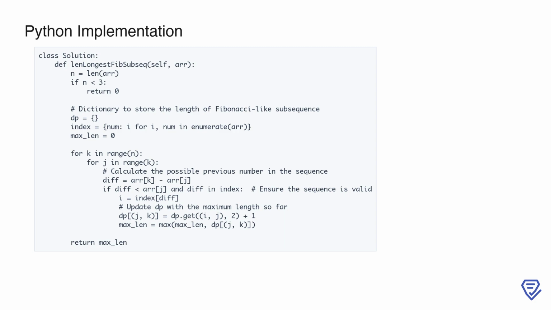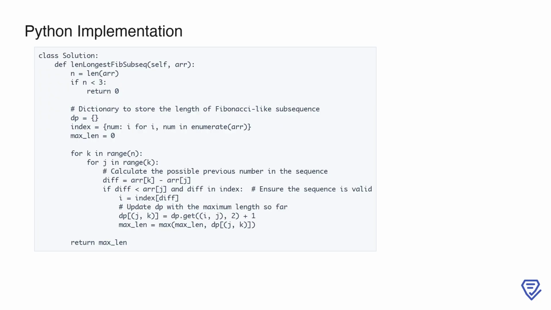Next, we define a dictionary dp to store the maximum length of Fibonacci-like subsequences ending at specific indices (j, k). We also create an index dictionary to map each number in the array to its index for quick lookups. The main part of the algorithm involves nested loops.